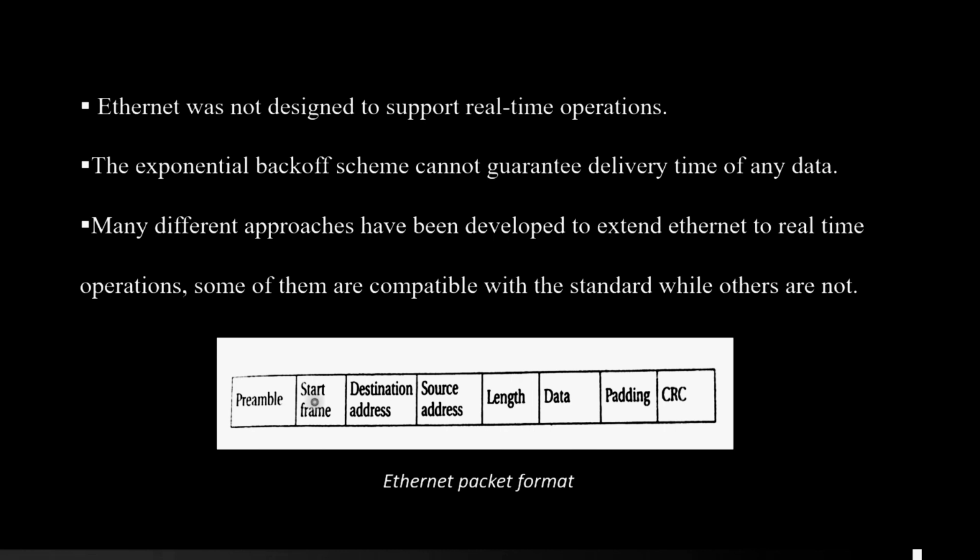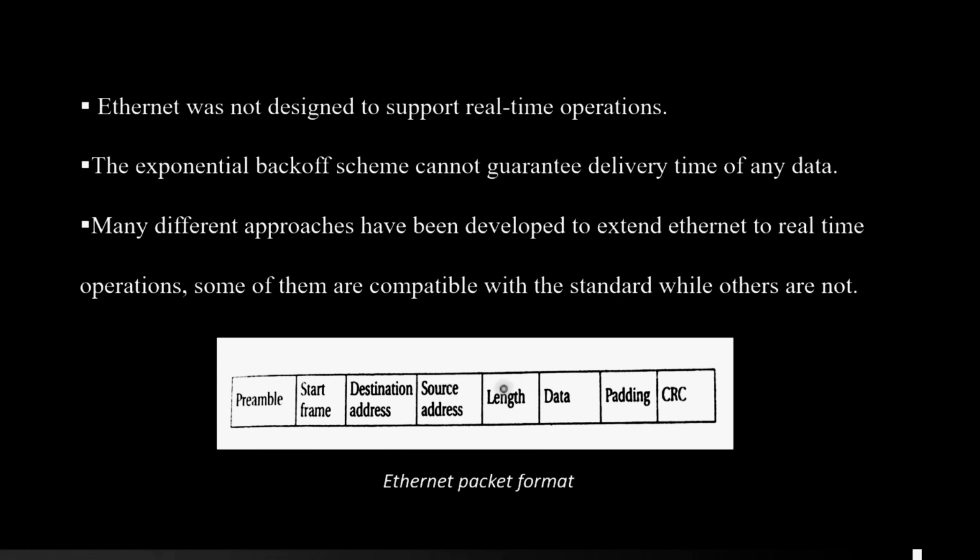Start of frame delimiter. This is a 1 byte field. It indicates that upcoming bits are the starting of the frame, which is the destination address. Destination address. This is a 6 byte field which contains the MAC address of the machine for which data is destined. Source address. This is a 6 byte field which contains the MAC address of the source machine. As the source address is always an individual address, the least significant bit of the first byte is always 0.